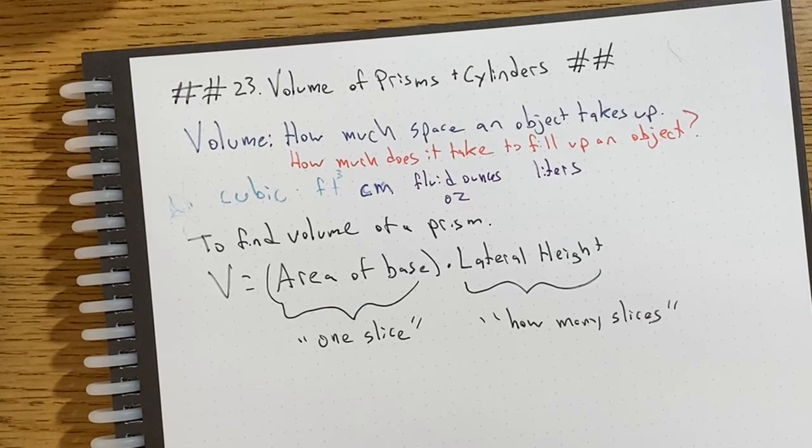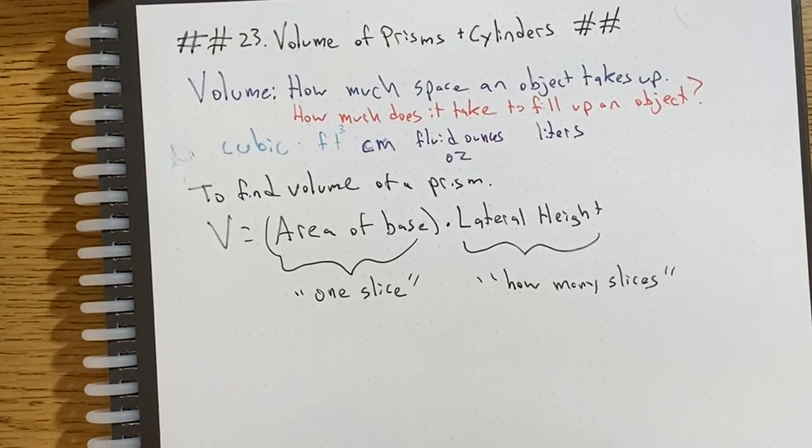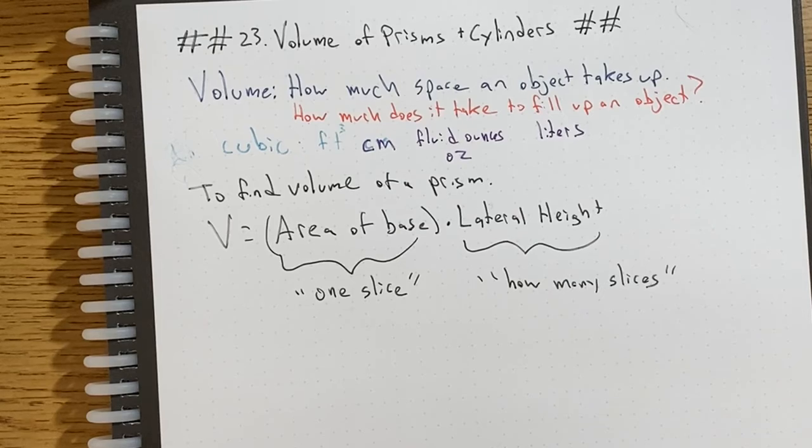And that's really it. So when you're doing a volume, for the most part, you're just going to multiply a bunch of things. And then you're going to get your answer, and you're going to be like, whoa, that was way easier than trying to find some of the surface area of these things.